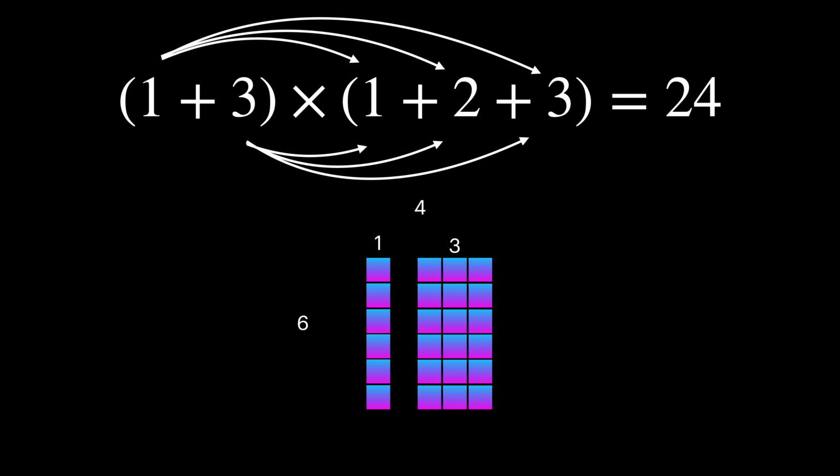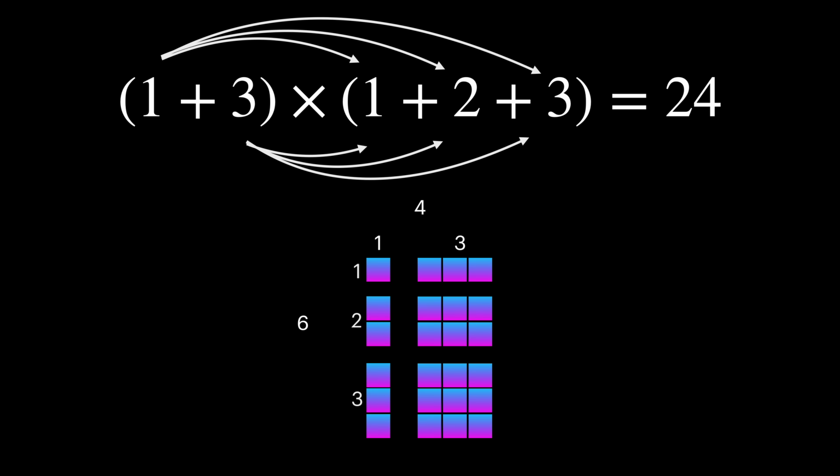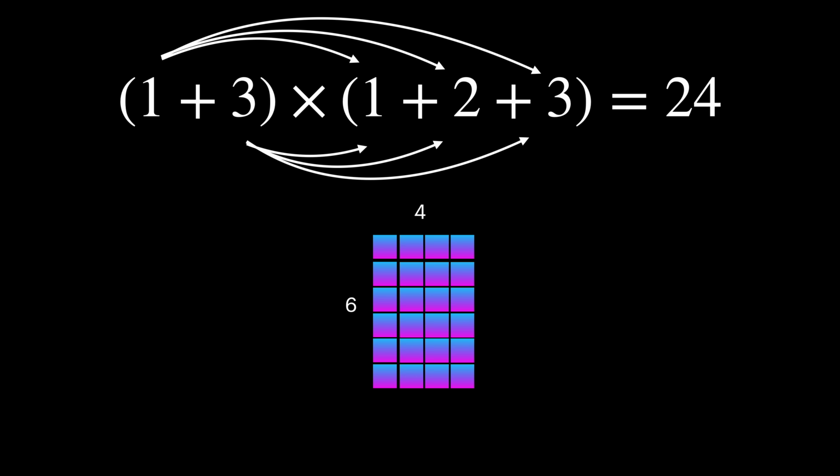So we've got the 4 made up of 1 and 3, and the 6 made up of 1 and 2 and 3. So all together we've got 1 lot of 1, 1 lot of 2, 1 lot of 3, plus 3 lots of 1, plus 3 lots of 2, plus 3 lots of 3. Altogether, (1 plus 3) times (1 plus 2 plus 3) can be distributed out. That's the distributive property of multiplication. So that's what there is to it.